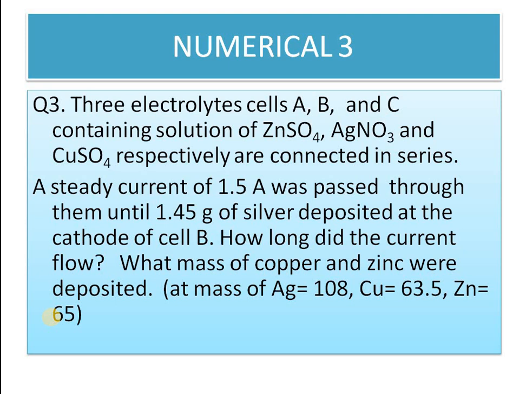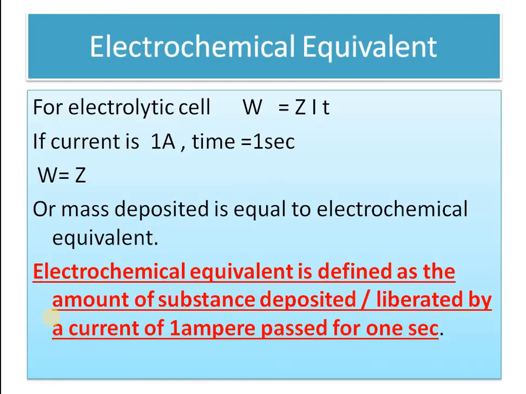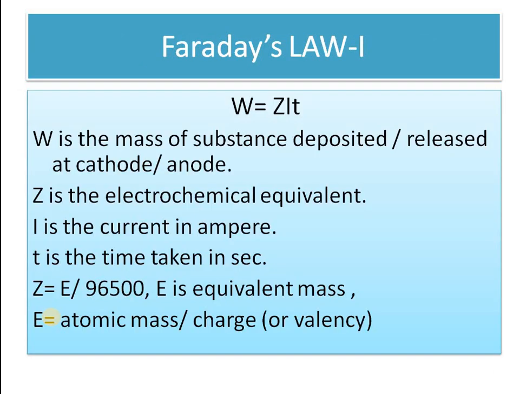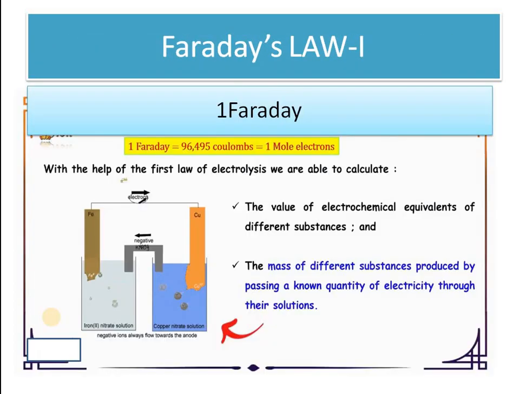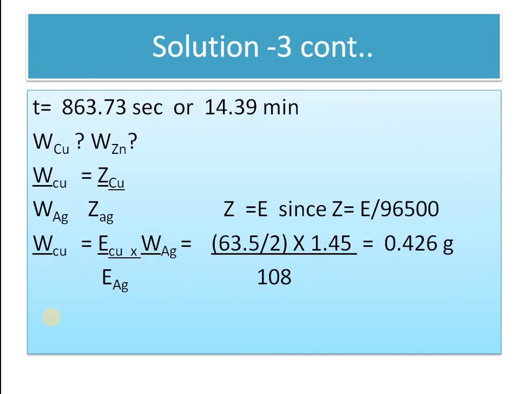So how to solve this type of problem? We have to apply the second law of electrolysis. What is that? W1 by W2. If you remember, the second law states that W1 by W2 is equal to E1 by E2. You can see from here, W1 by W2 is equal to Z1 by Z2.